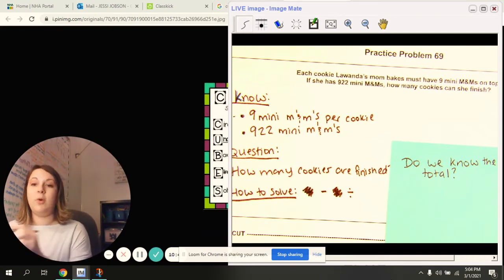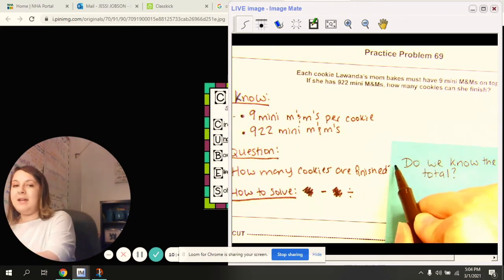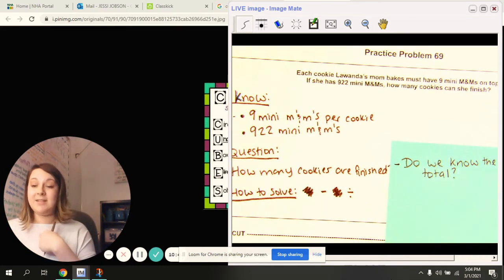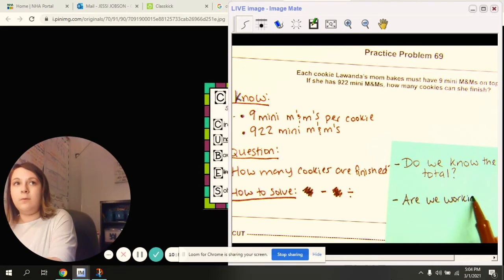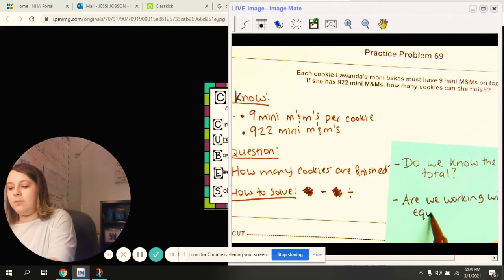So that leads us to our next question. The next question that, remember, I ask, the kids don't write this down, but the next question that I ask is, are we working with equal groups?